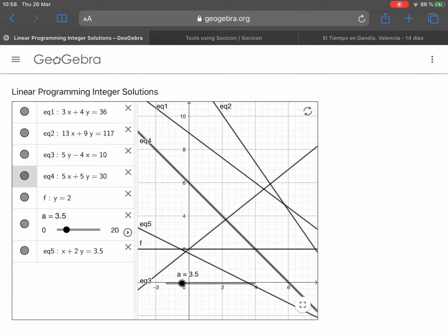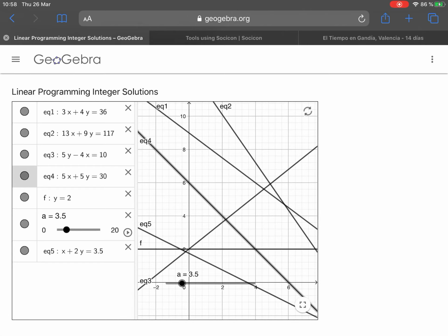So what we've got here is, on the xy axis, equations 1, 2, 3 and 4, which are the constraints in our optimization problem. Our objective function p is x plus 2y, and as you can see from page 178 we have four equations, four constraints, plus an extra constraint, which is y being greater than or equal to 2, which is the horizontal line there.